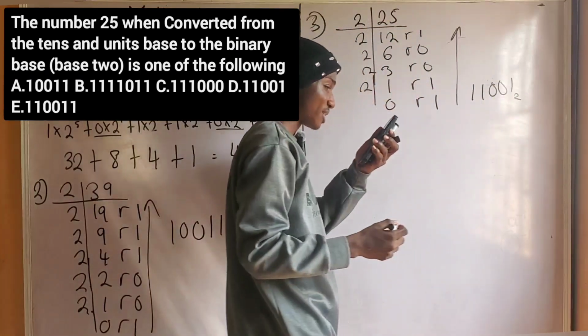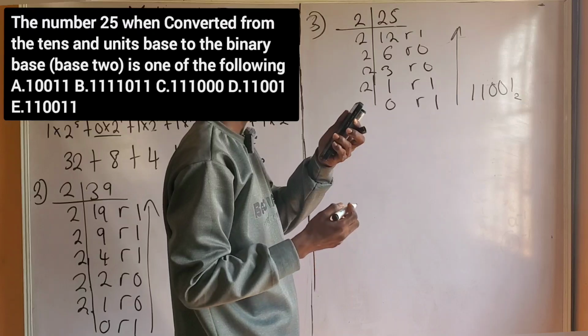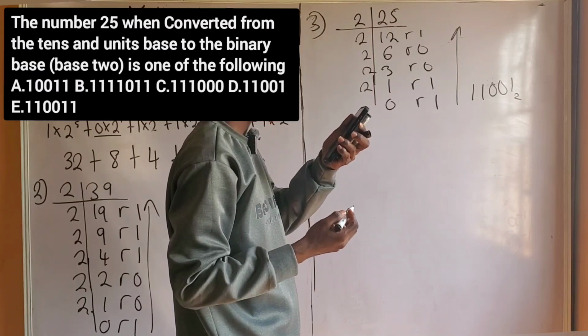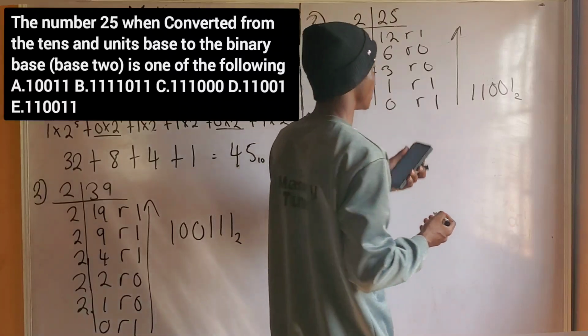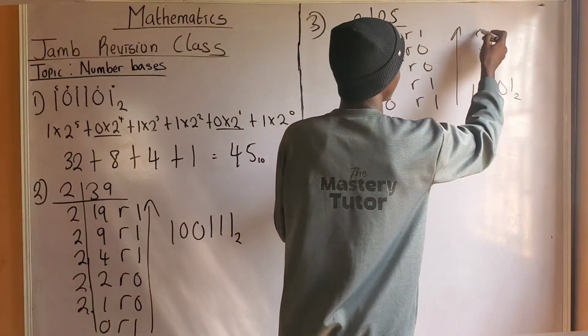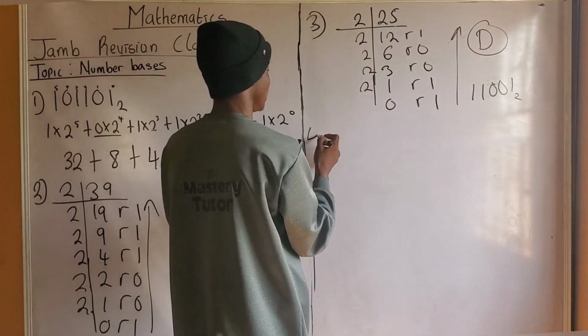Base 2. So the correct option is, let's check if the correct option is there. 11001. So option D is correct. Option D is correct. Okay. Now let's look at the next question.